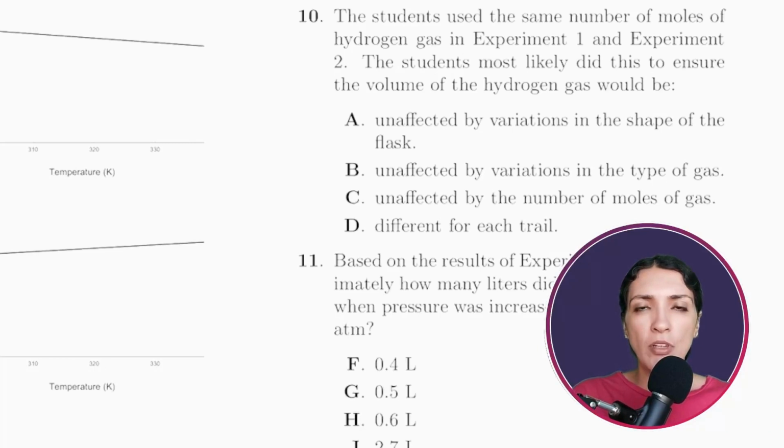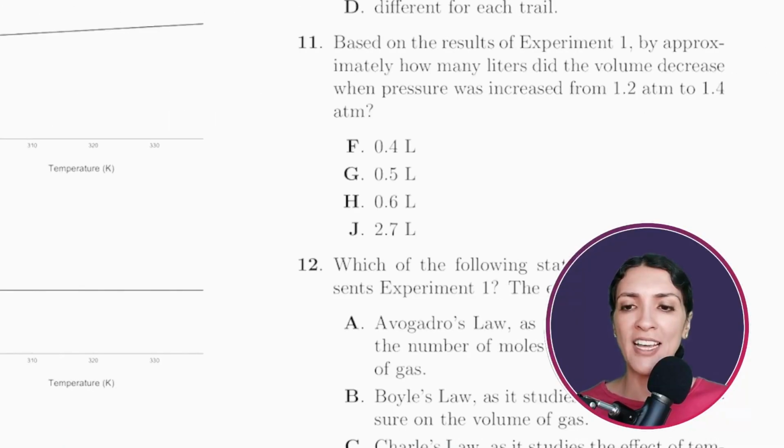Question 10 is an example of a question where the test makers expect you to draw on your knowledge from scientific experimentation design to answer the question. When you see questions like this, don't panic. Look at the answer choices and one of them would make the most sense. For example, here we're told that the number of moles were kept constant in experiment 1 and 2. And we're asked that the students did this to ensure what? Well, looking at the choices, choice C is the one that makes sense. It's saying, well, we kept the number of moles constant so that the volume won't be affected by the number of moles.